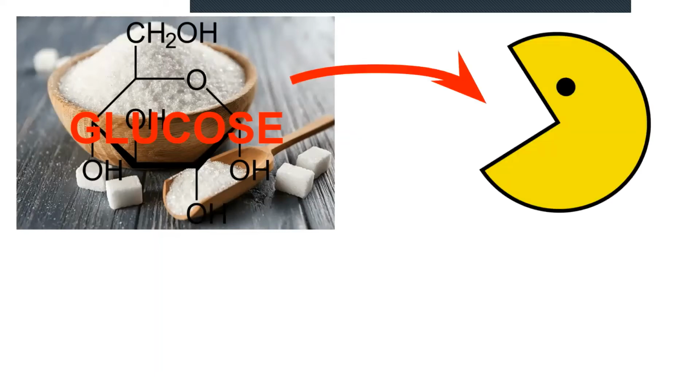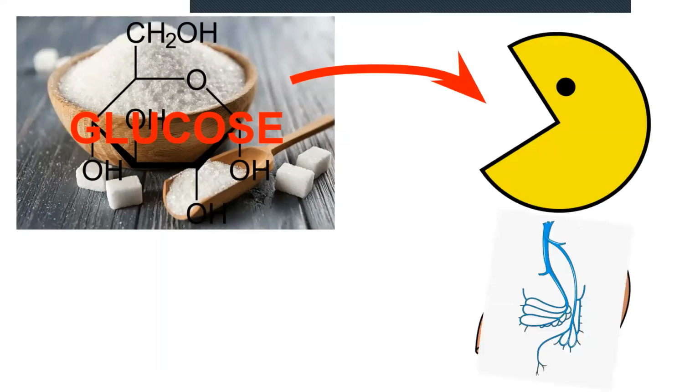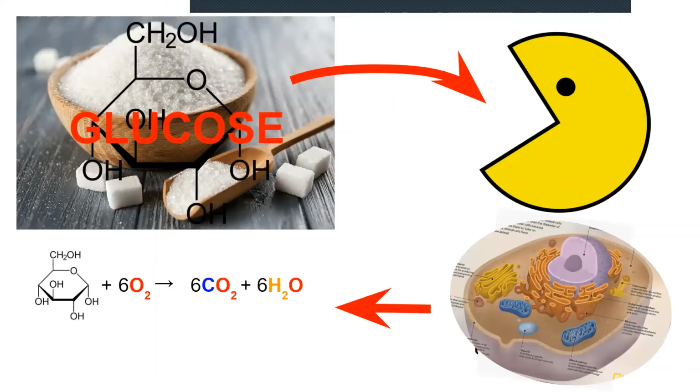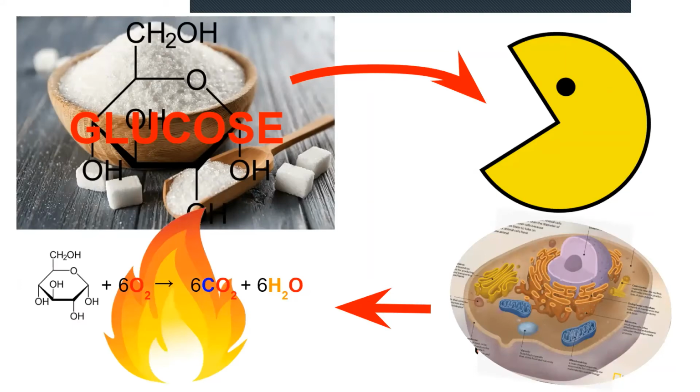A very, very simplified version of how glucose gives energy to the cell is you eat it, it goes into your stomach, it goes into your veins from your stomach, and then it goes into your cells. Once it's inside your cells, then it can do chemistry. When the glucose is inside your cells, it can get broken down by the processes of glycolysis and the citric acid cycle, which I'm not going to talk about, but basically they release a lot of energy.